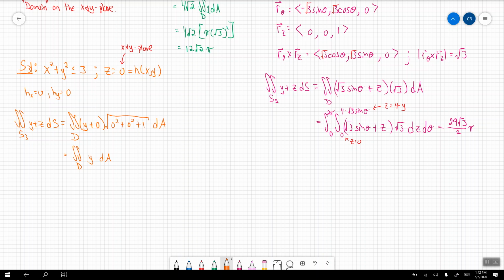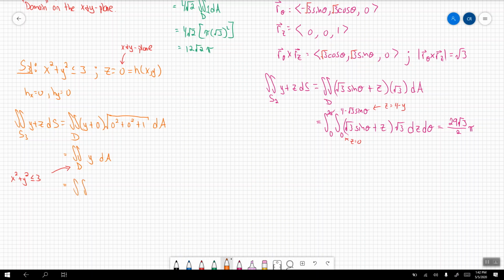But now, what region are we looking at? The region D that we're looking at is x squared plus y squared is less than or equal to 3. Which means we're going to be integrating over this circular domain, which means we can use polar coordinates. So what I'm going to do here is take this double integral over this region D, integrating y with respect to dA, but the region is in x and y form, and I'm going to switch it over to polar.